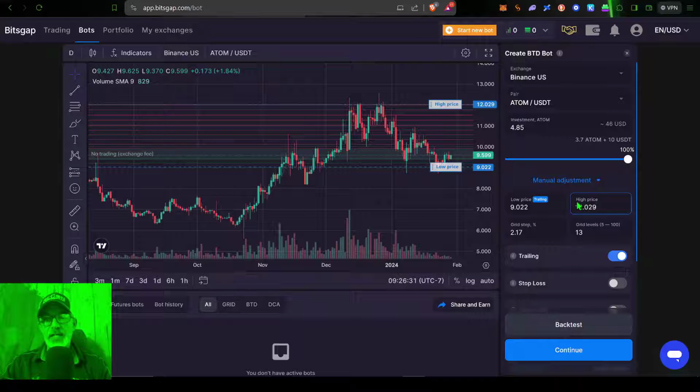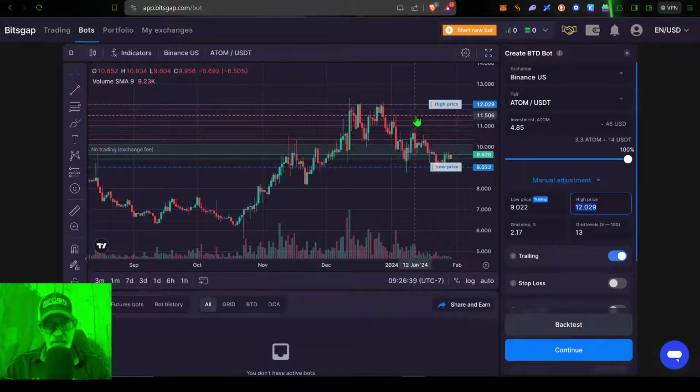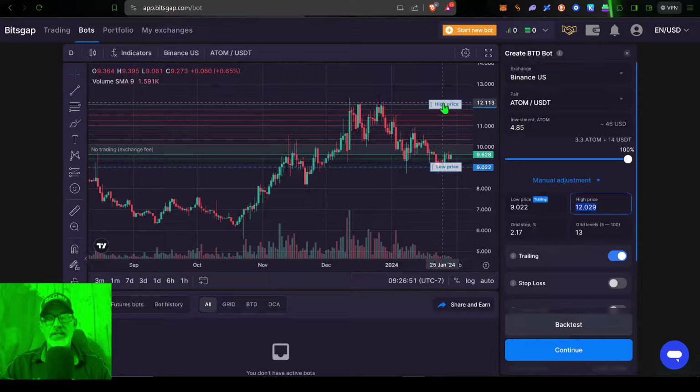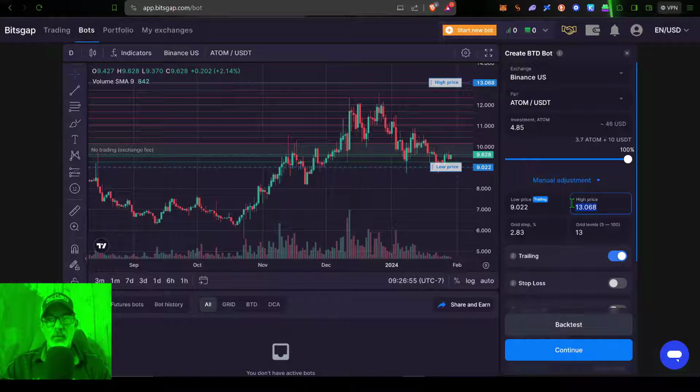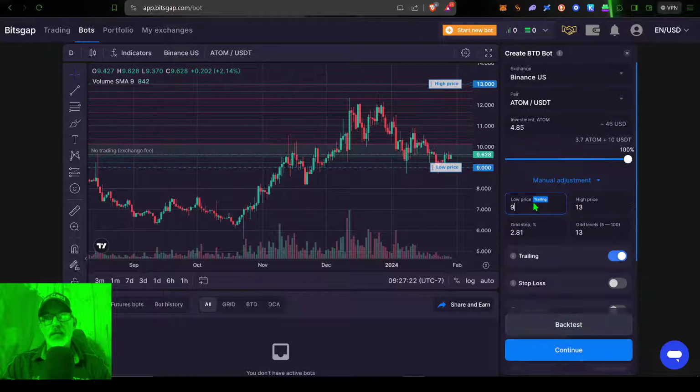Now on the flip side, the high price of, in this case, $12 would be the limit that this bot would go up to. It is not an infinity grid bot, which means it would not continue to follow the price up. The bot will be out of the fight if the price goes above 12. Now I want to raise that price up here to around 13 to give it a little more room to maneuver. And I'm good with the low price set at 9 because again, this should trail the price down.